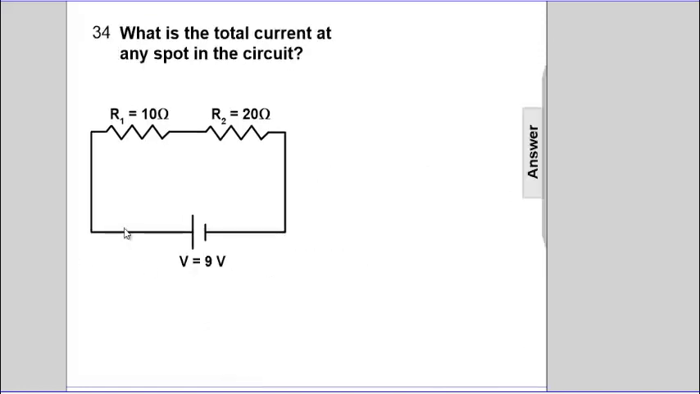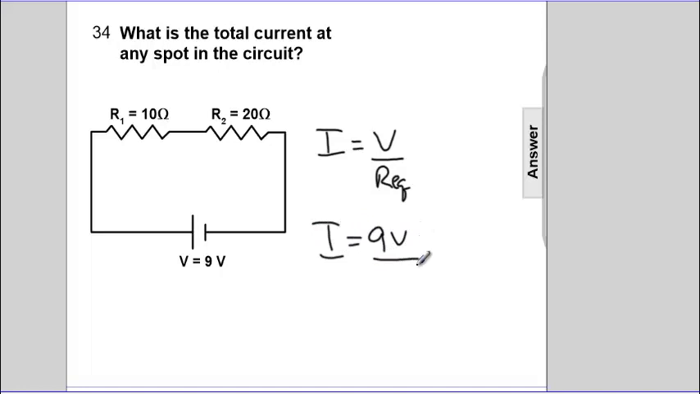Let's move forward. So if we consider this to be a big light bulb, it would have a total resistance of 30 ohms and a voltage across that of 9 volts. So to solve for the total current, that's V over R equivalent. That total current would be V, 9 volts, over 30 ohms. So 10 over 30 would be roughly 1/3. So you get about 0.33 amps.